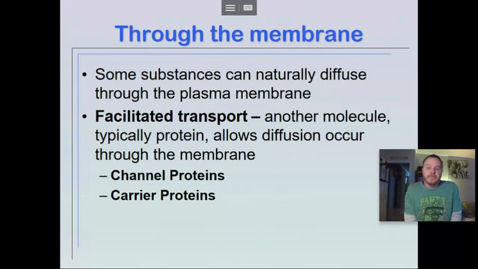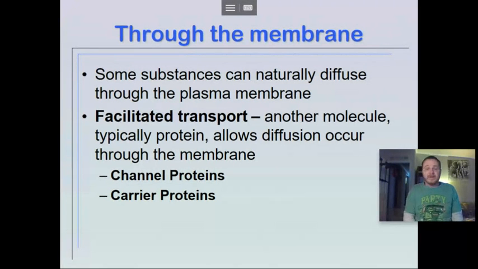Now, as we've talked a little bit about this, some substances can naturally diffuse through the plasma membrane. Others need some help, what we call facilitated transport. So facilitated transport is where we have some other molecule that allows the diffusion to occur through the membrane. A lot of times we'll have some sort of a protein, and I don't think we have to get too in depth here about how these work and what causes them to work.